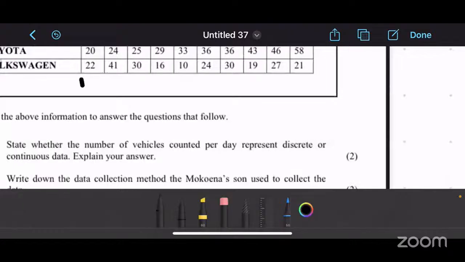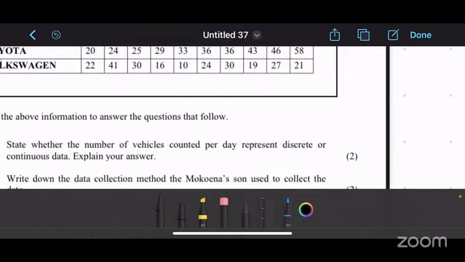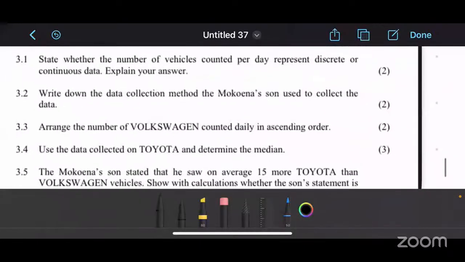All right, so these are the number of days. So it's day 1, 2, 3, 4, 5, 6, 7, 8, 9, 10. Okay, so that means it's for 10 days. Did they say something about 10 days there? See, you stated. Okay, it's indeed 10 days. So they say state whether the number of vehicles counted per day represent discrete or continuous data. Explain your answer.